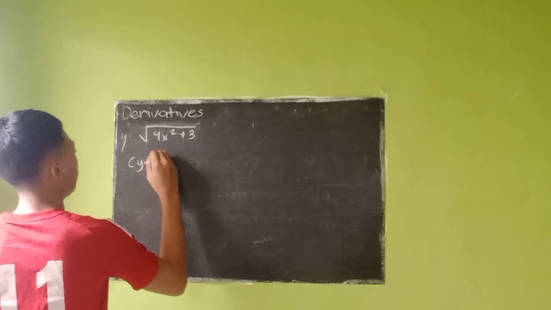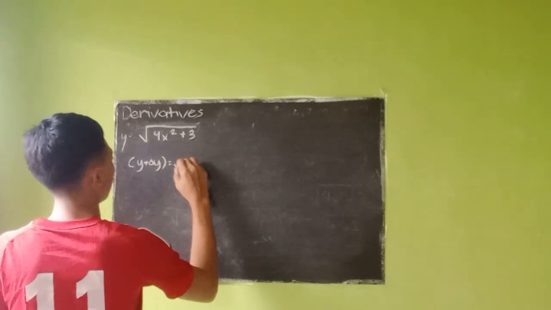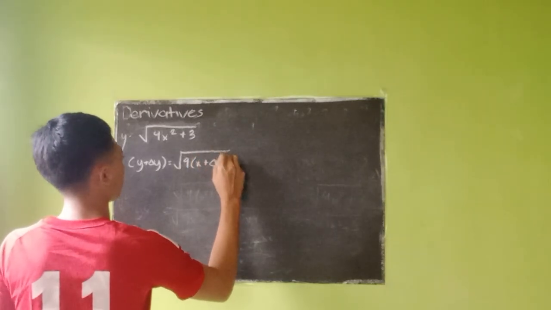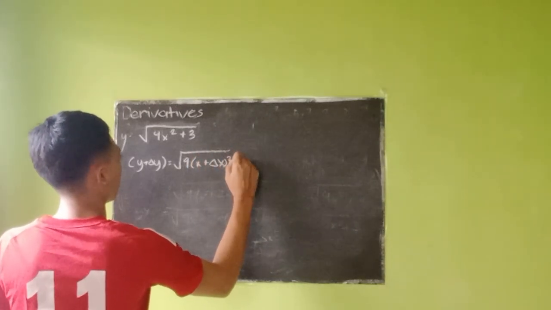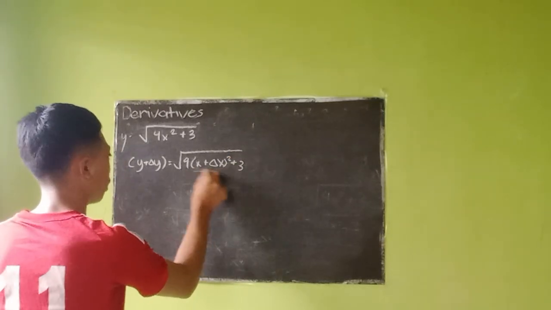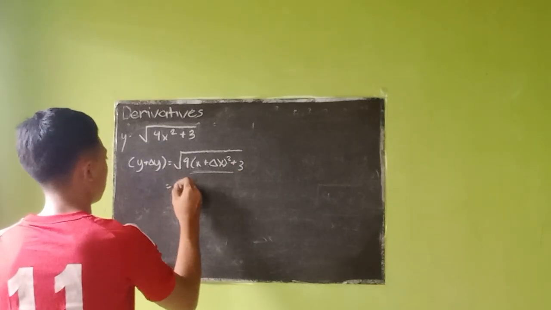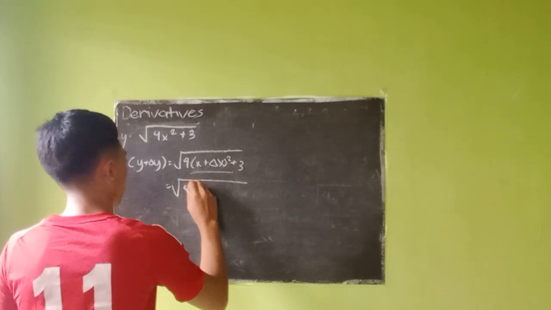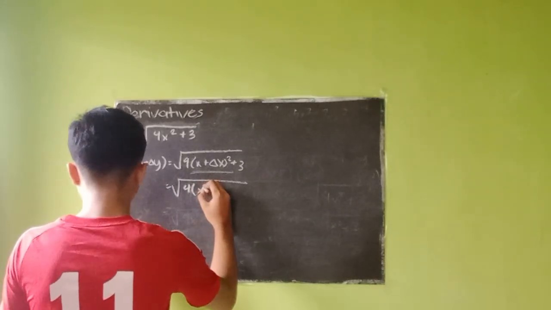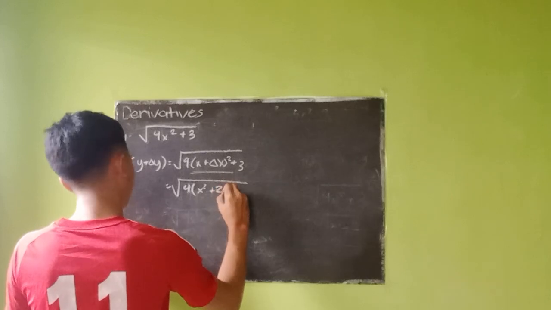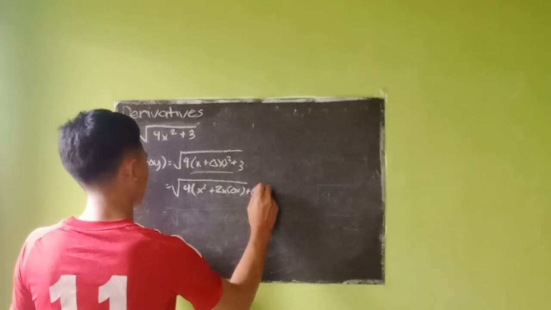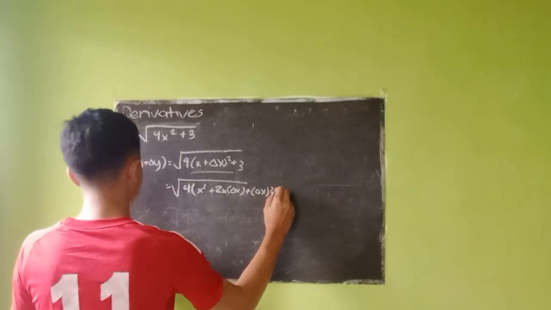We have y plus delta y equals the square root of 4 times (x plus delta x) squared plus 3. Our next step is to expand this and then substitute. So we have 4x squared, let's do that, plus 2x delta x plus delta x squared, plus 3.